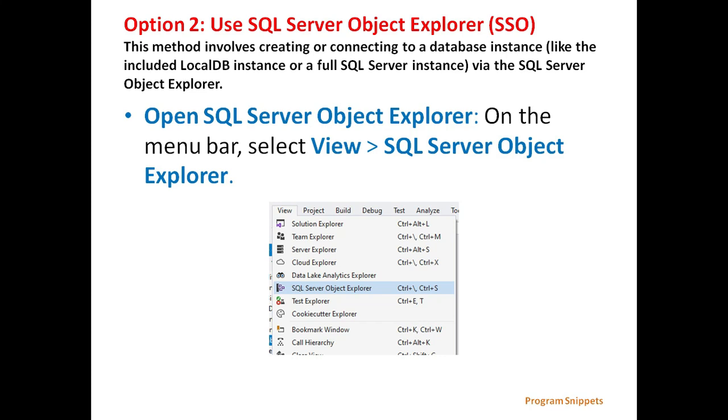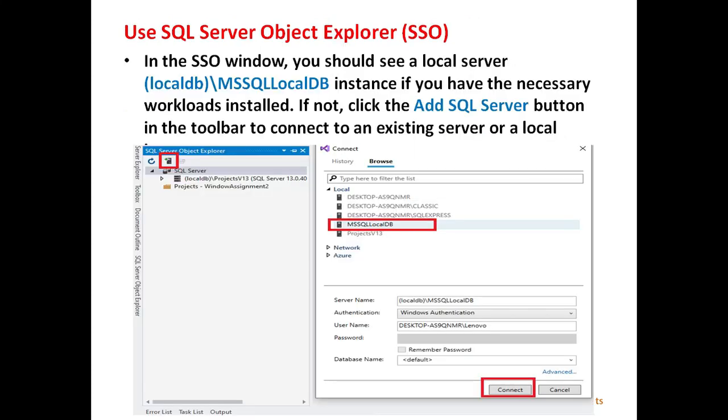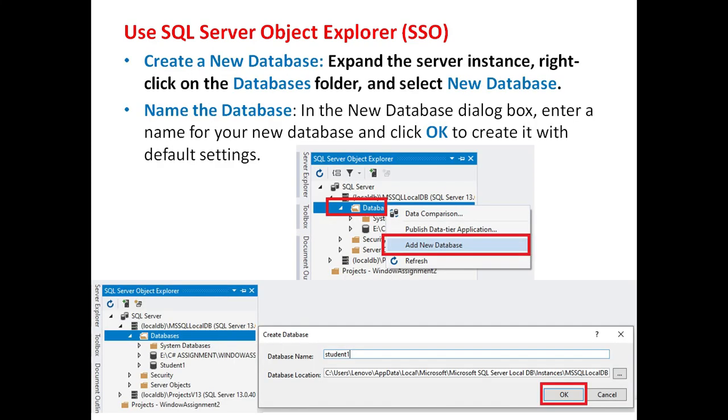This method involves creating or connecting to a database instance via the SQL Server Object Explorer. For this, from the menu bar, select View and under it select SQL Server Object Explorer. In the SQL Server Object Explorer window, you can see a local server, MS SQL LocalDB, if you have the necessary workload installed. If not, click the Add SQL Server button in the toolbar to connect to an existing server or a local server. To create a new database under it, expand the server instance.